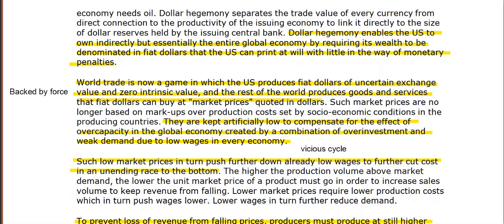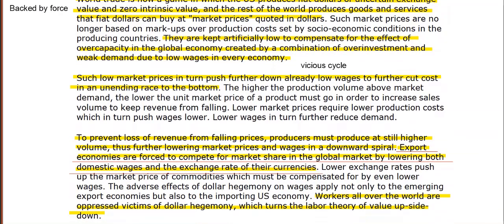And also, I put down that it's not just market prices. But also, this dollar system is also backed by force, which is something we're seeing now. Such low market prices in turn push further down already low wages to further cut costs in an unending race to the bottom. I just said that. The higher the production volume above market demand, in other words, flooding the market with goods, the lower the unit market price of a product must go in order to increase sales and volume to keep revenue from falling.